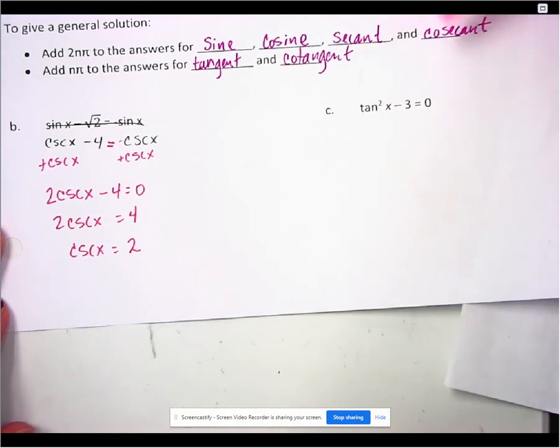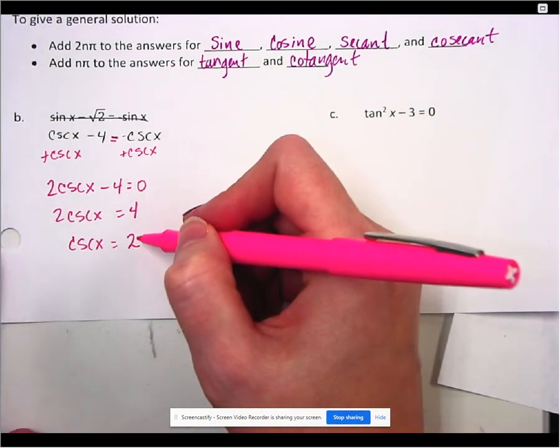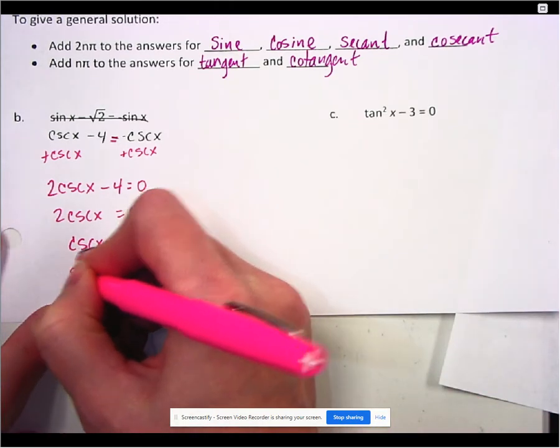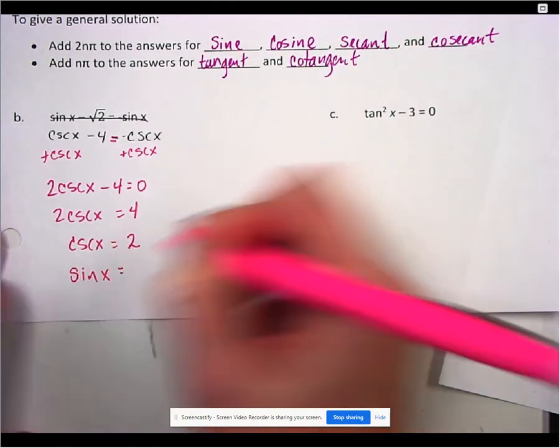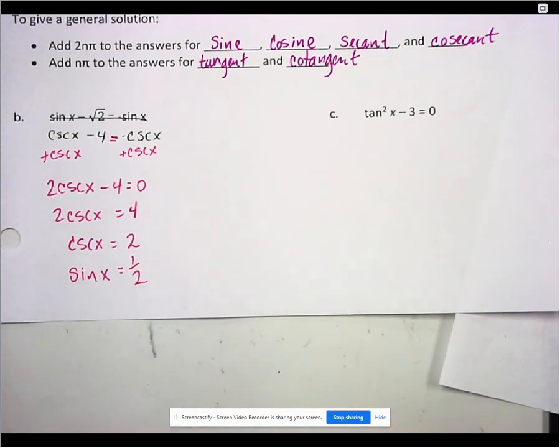Now, I don't have a hand trick for cosecant or cotangent or secant. So what I would do at this point is just do the reciprocals. So if I have that the cosecant of x is equal to 2, what would that make the sine of x equal to? That would just be 1/2. So then I can do the hand trick.